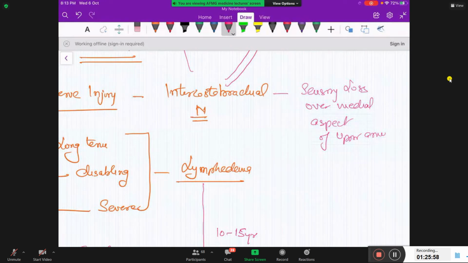There can be injury to the nerve to serratus anterior, which causes winging of the scapula. There can be injury to the thoracodorsal nerve. These are not common nerve injuries. The most common nerve injury is this one. So you should tell patients specifically that after this surgery, you will have a sensory loss over the medial aspect of the upper arm, because this is very common.